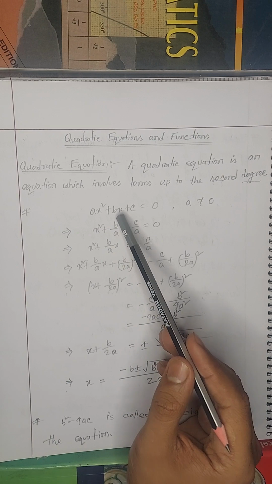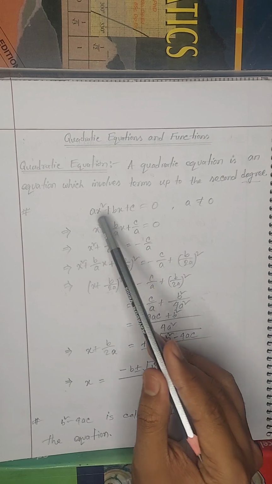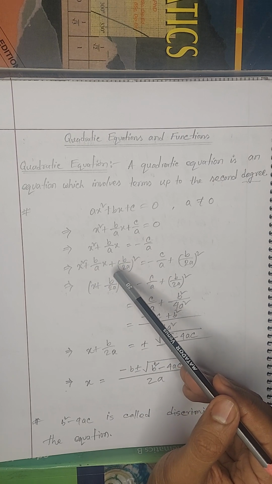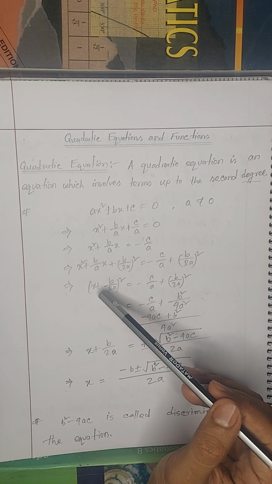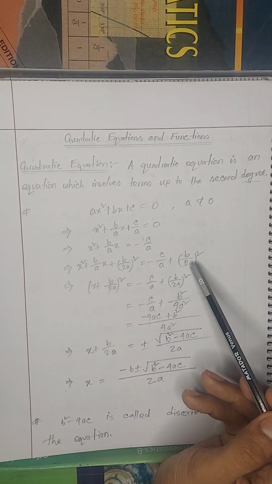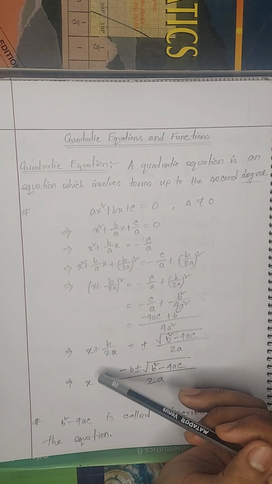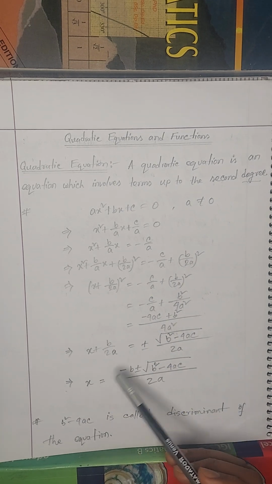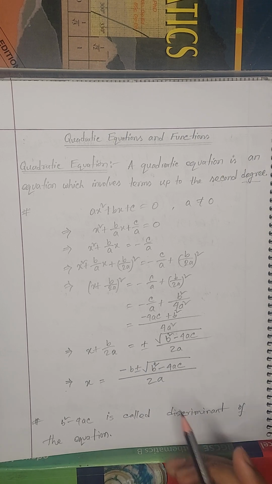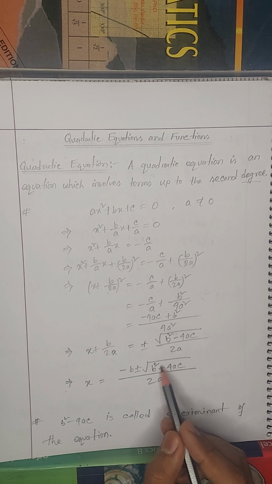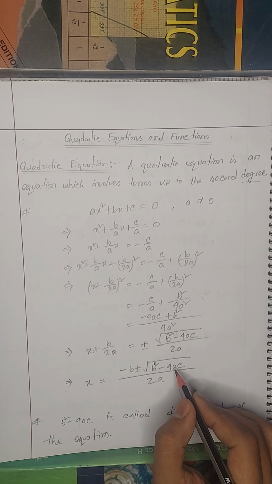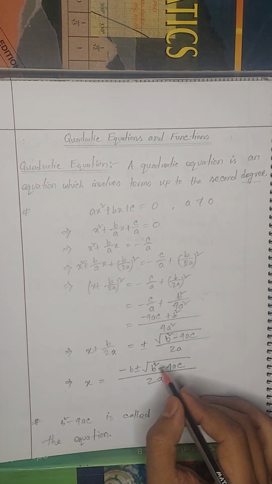So we can transform the equation this way. First we divide both sides by a, then we transform it to a well-known formula, a plus b whole square, this way. And then after that we get the value of x is minus b plus minus root over b square minus 4ac divided by 2a. Here the b square minus 4ac part is important because it is called the discriminant of the equation.